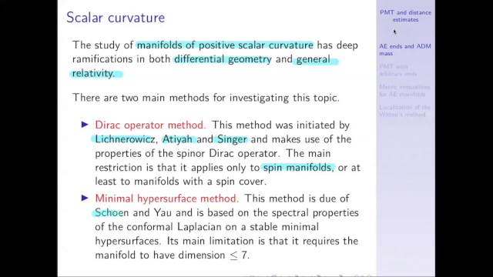This was initiated by Schoen and Yau, and is based on the spectral properties of the conformal Laplacian on a stable minimal hypersurface. Its main limitation is that it requires the dimension of the manifold to be at most 7. This dimensional restriction has been recently removed by Schoen and Yau, at least in some situations. One of the main achievements of the study of manifolds of positive scalar curvature is the proof of the positive mass theorem that I will now review.